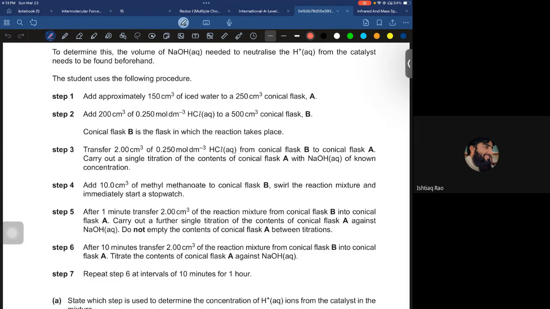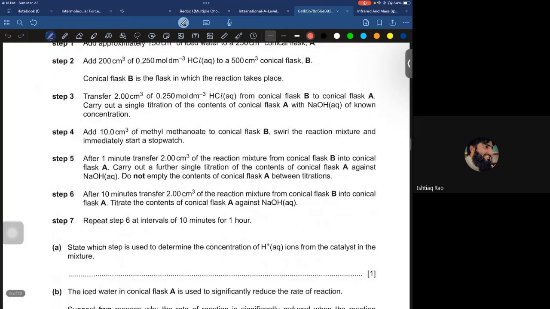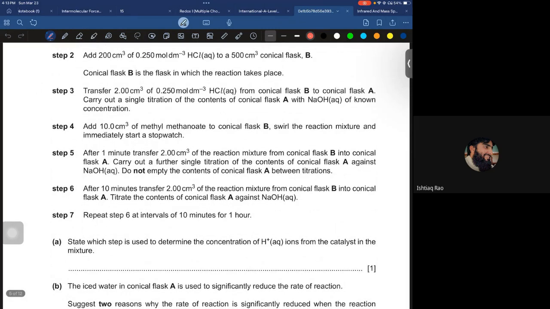After 1 minute, transfer 2 cm cube of the reaction mixture from conical flask B into conical flask A. Carry out a further single titration of the contents of conical flask A against NaOH. Do not empty the contents of conical flask A between the titrations. After 10 minutes, transfer 2 cm cube of the reaction mixture from conical flask B into conical flask A. Titrate the contents of conical flask A against NaOH. Then repeat step 6 at intervals of 10 minutes for 1 hour.